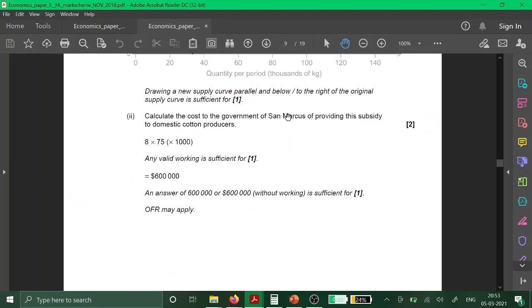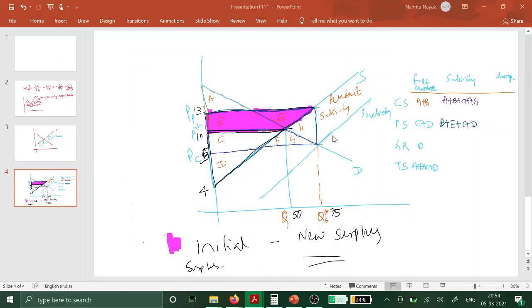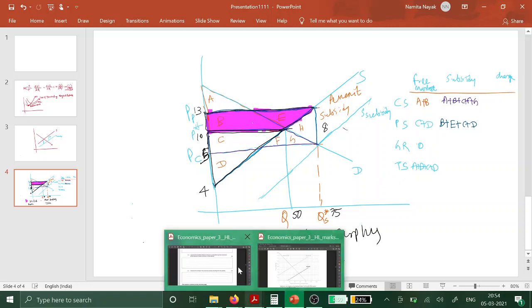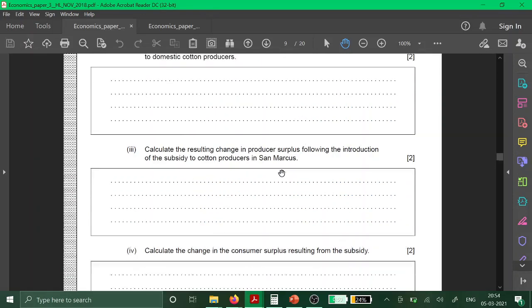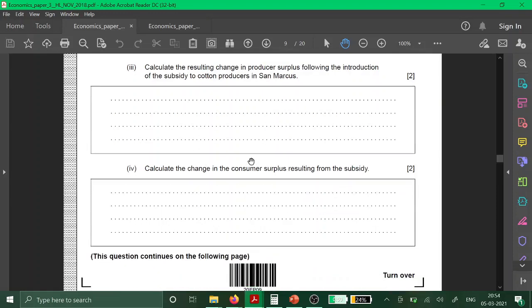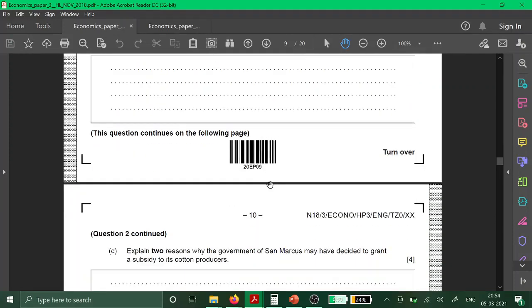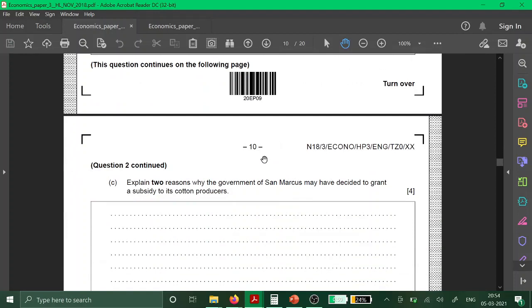That means the subsidy values: this one is 8 into 75 into 1000. That will be your subsidy cost to the government. Then the change in the producer surplus, I think you can do it. And the change in consumer surplus. Now you are clear about the effects of subsidy, right? Yes.